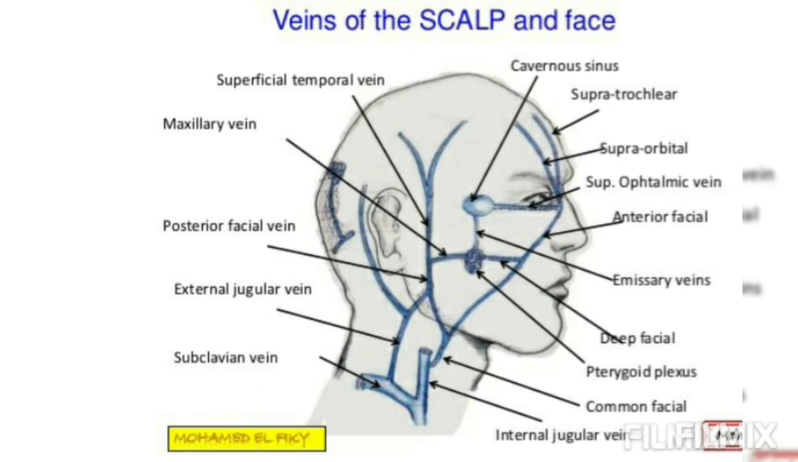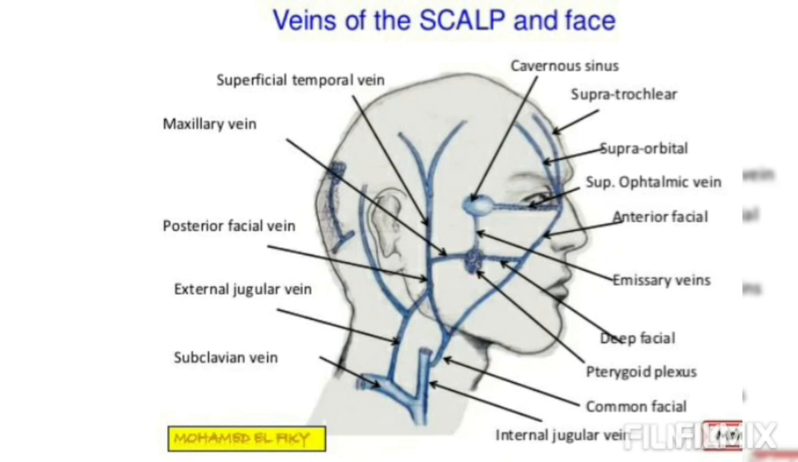The superficial temporal vein descends in front of the tragus. It enters into the parotid gland and joins with the maxillary vein to form the retromandibular vein. Now the retromandibular vein is divided into two divisions, anterior division and posterior division.